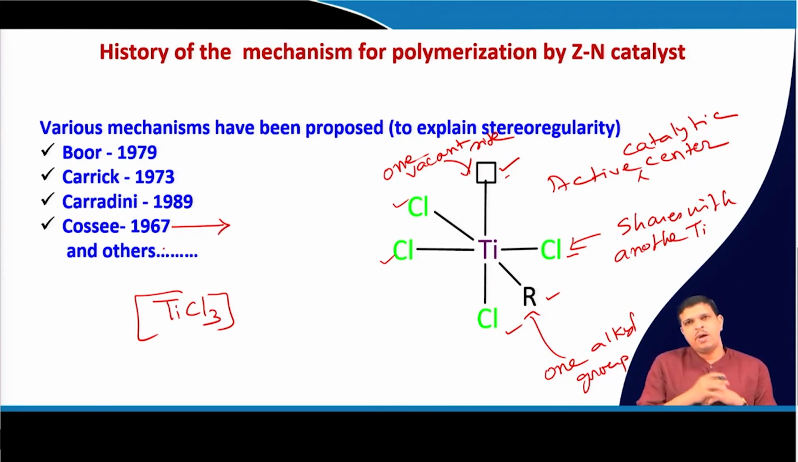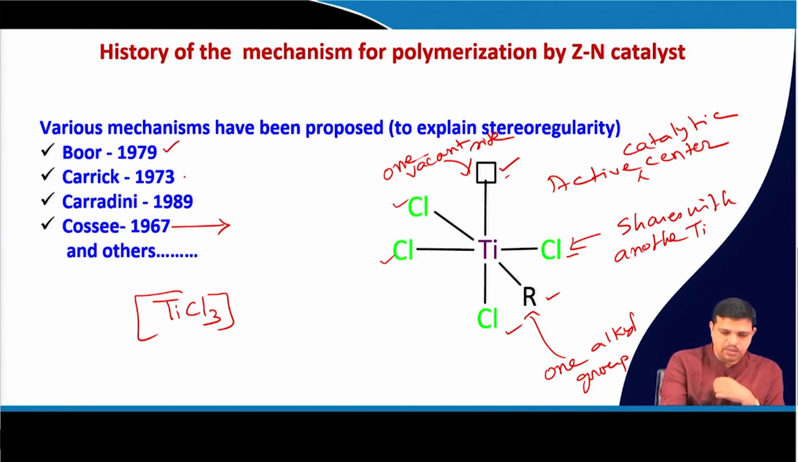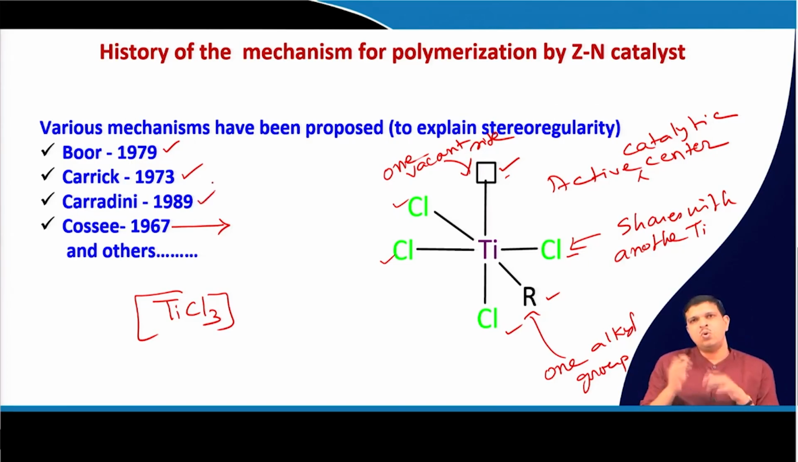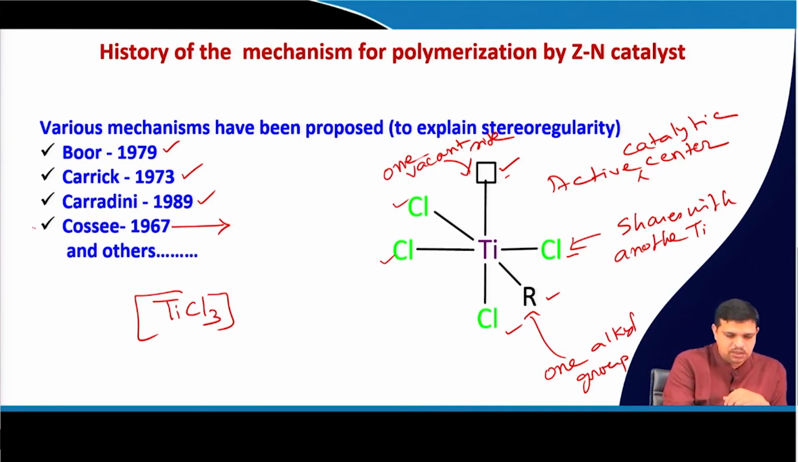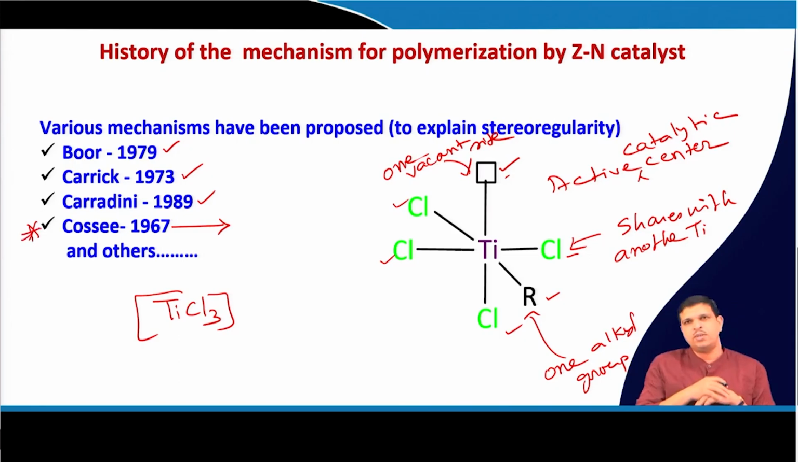So different mechanisms, or different active centers, have been proposed from time to time to understand its stereoregular polymerization, like Boor 1979, Carrick 1973, Corradini 1989, Cossee 1967, and so on. At least 10 mechanisms have been proposed, but this is the most well accepted and easy to understand, and this polymerization is well understood by the mechanism proposed by Cossee and Arlman. So let's see what that is again.